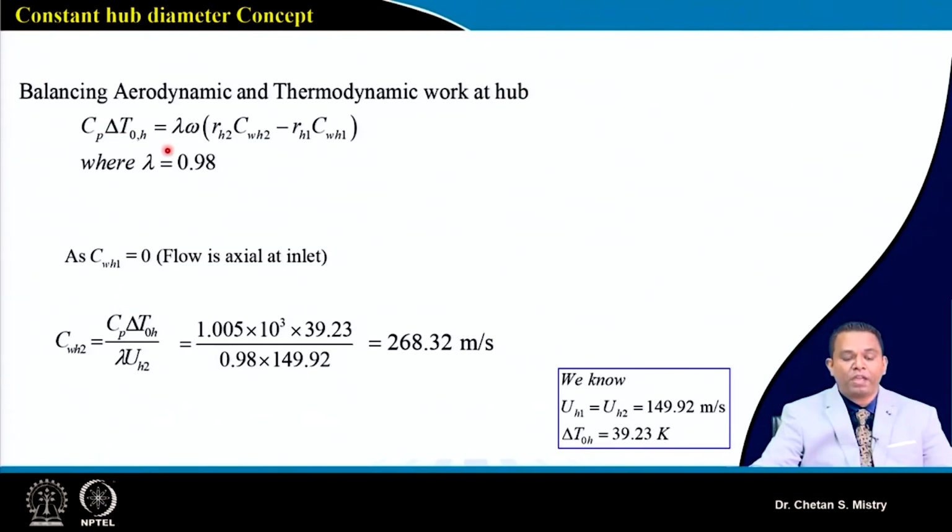Now if we compare our aerodynamic work and thermodynamic work, we will get our work component. Be careful here also with what we are discussing in the sense of my r2 into Cw2. Be careful about this design calculation, do not make any mistake here. That's giving me my work component at the hub as 268.32 meters per second.